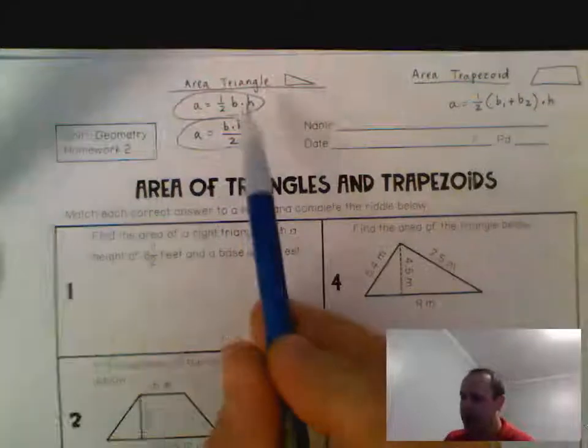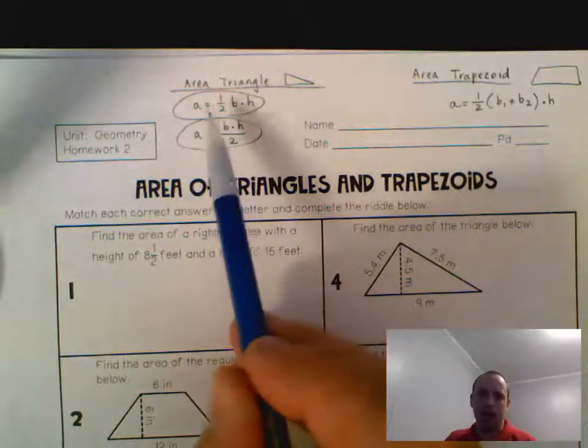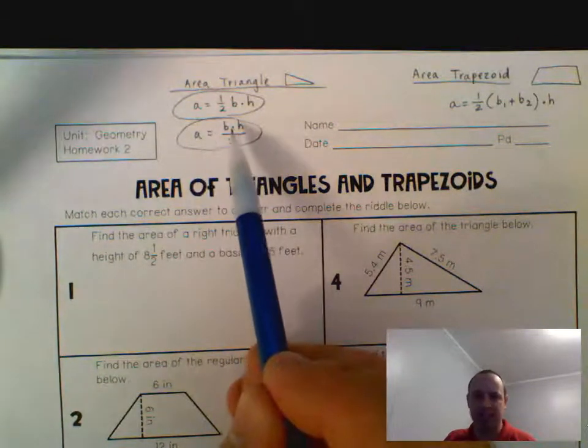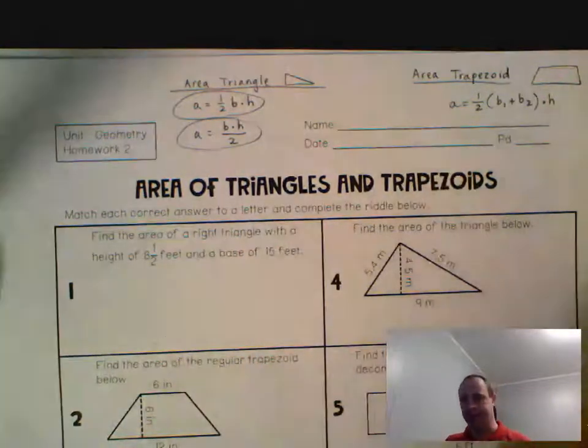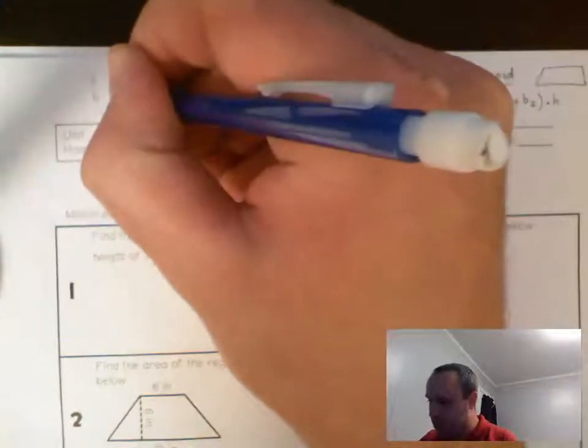If you can write these down, if they're not already on your paper: the area of a triangle is 1/2 the base times the height. Some people like to write it like this, base times the height over 2. Just to give you an example, let's say the base was 10 and the height was, say, 5.